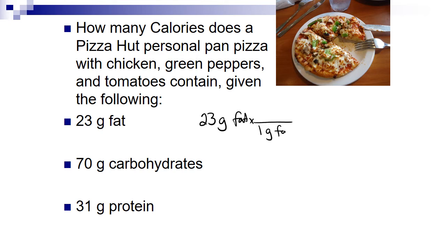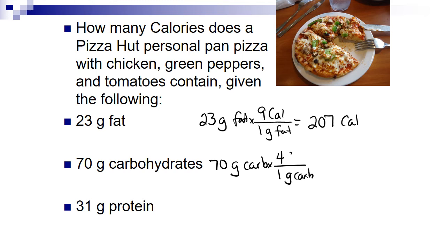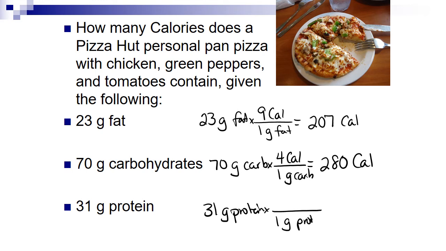And we know that for every 1 gram fat, there are 9 calories. And then you're going to multiply that out. For the carbohydrates, there's 70 grams. And we know that for every 1 gram of carb, there's 4 calories. That's an easy one. There we go. Finally, for the protein, for every 1 gram protein, there are, just like with our carbs, 4 calories.